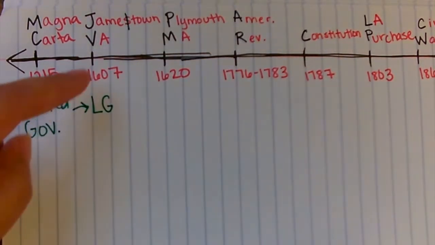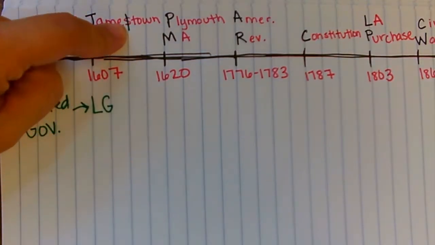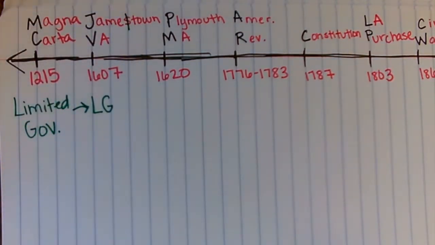Remember, they came to Jamestown, Virginia to find gold, economic. They don't find it, but they decide to stay anyways. What do they plant that helps them survive? Tobacco. And when they plant tobacco, they survive. The colony is going to prosper.